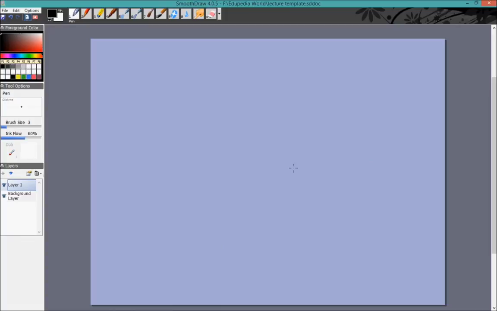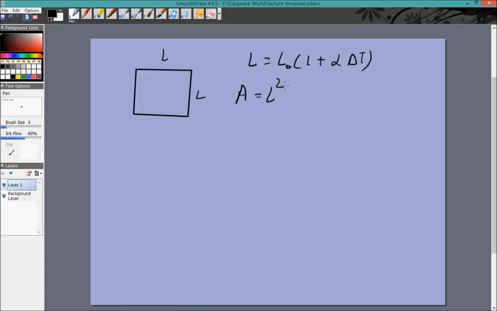I said that this was for one dimension, we need to do it for area and volume as well. So let's just look at a square plate in terms of a two-dimensional object. The square plate, let's say it has a length L on both sides, right? So if we increase the temperature, then the length of each side would be L naught times (1 plus alpha delta t), right? What is the area? Area at any time is L squared. That would be L naught times (1 plus alpha delta t) whole squared. So L naught squared times (1 plus alpha delta t) whole squared.